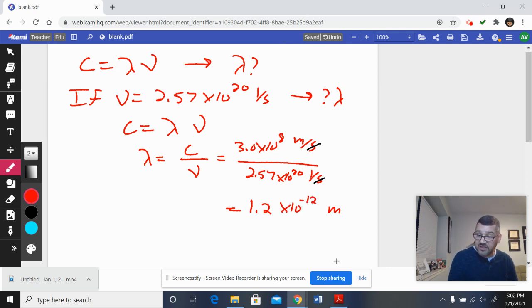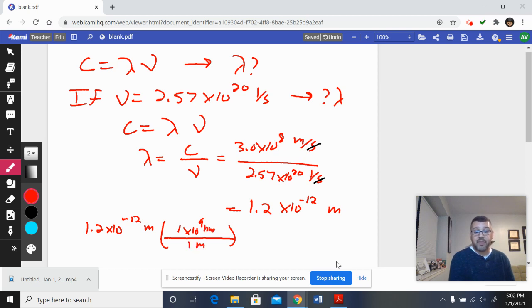Now, if I wanted to convert that into nanometers, not a big deal, right? I mean, this is a good answer unless the question's asking for nanometers. But if you want to convert it to nanometers, 1.2 times 10 to the negative 12th meters, right? What's the conversion between meters and nanometers? There's 1 times 10 to the 9th nanometers in 1 meter. So when you do this math, you get 1.2 times 10 to the negative 3rd nanometers.